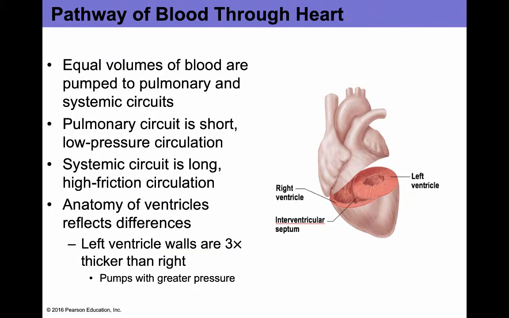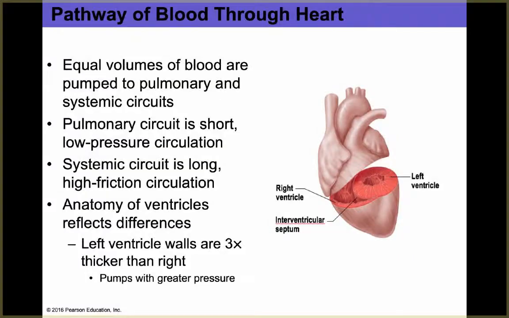So basically, we're talking about this pathway of blood through the heart, and equal volumes of blood are pumped to the pulmonary and systemic circuits, right? The pulmonary circuit is the shortest, and just remember, this does have the lowest pressure. It doesn't have to travel as far, guys. It's very much close. Think how close in proximity the heart is to the lungs.